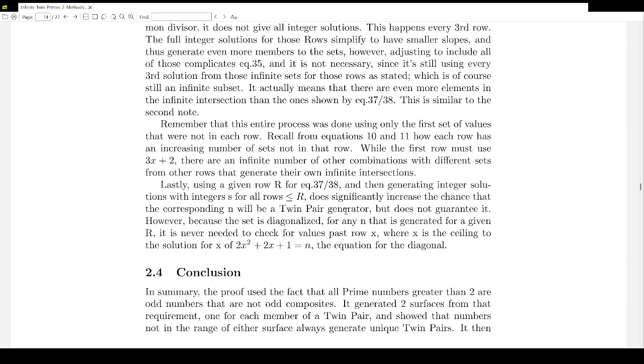It would just start to take some of the ones out of your set from a lower R, and you'd say, oh, now we're in this ratio of numbers, and here's all the ones that are left. So it does increase the chance that a corresponding n will be a twin pair generator. It does not guarantee it. However, because the set is diagonalized, for any n that is generated for a given R, it's never needed to check for values past row X.